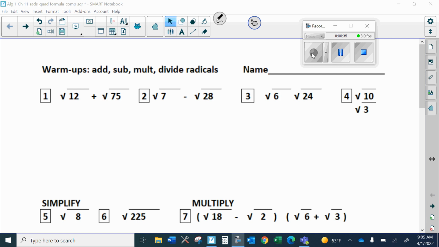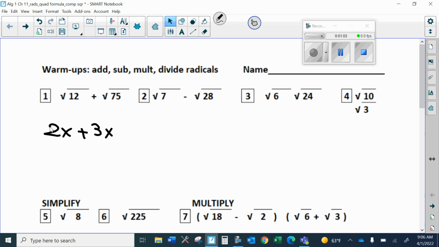So just pay attention. The square root stuff we've started with already and dealt with, but we're going to add on to it now. We've only simplified before. All right, so in 1 and 2, we are adding and subtracting radicals. When you add and subtract a radical, it's like if I had 2x plus 3x. The x part would be what's underneath the radical. It has to be the same number.